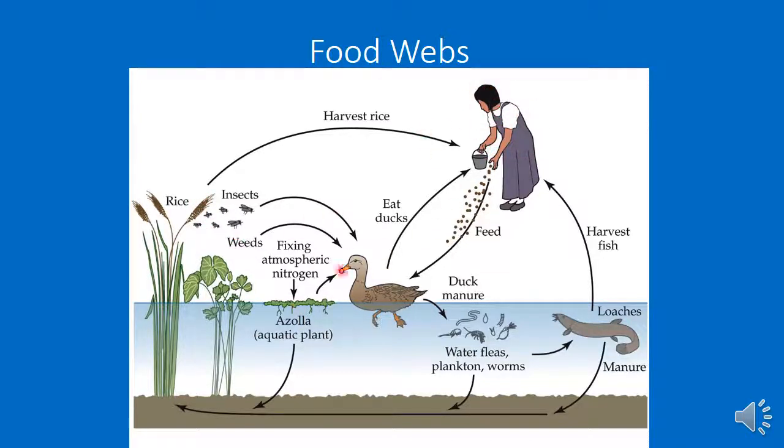The farmer has the ducks in there. They eat the ducks as a source of meat, a source of protein. They provide some feed to the ducks. Maybe this is corn or rice hulls or something, but they're feeding them some. Okay. The duck's going to poop.